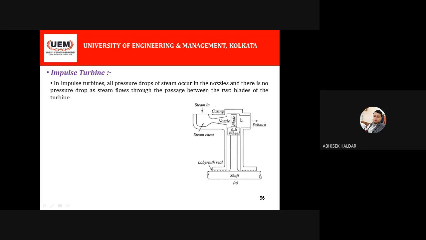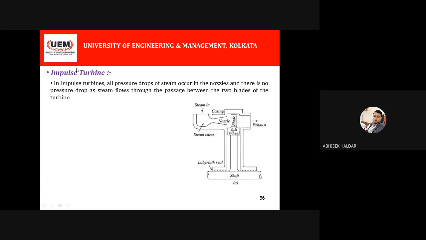What does it mean? There is a nozzle, and just after that there is a blade, and then there may be a series of blades. This blade is mounted on the shaft that you can see. Whenever these blades rotate due to the high velocity of the steam coming from the nozzle, the shaft will obviously rotate, and the steam gets out from the blade with a lower velocity, just imparting its energy to the blade or the shaft.